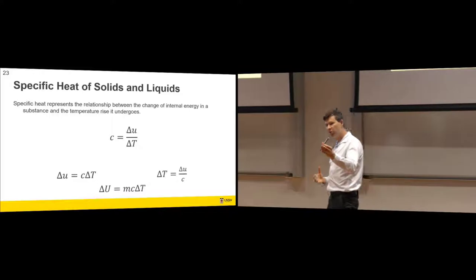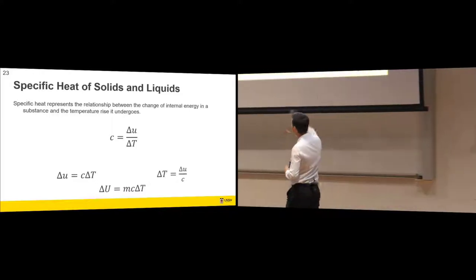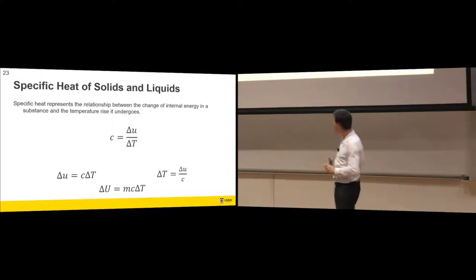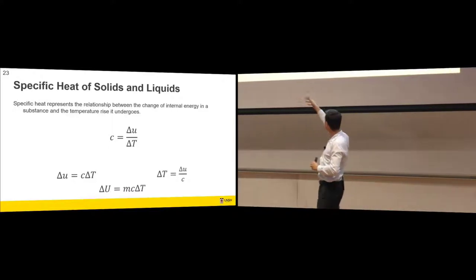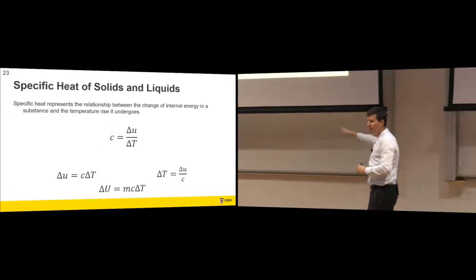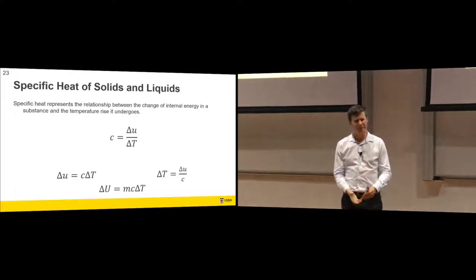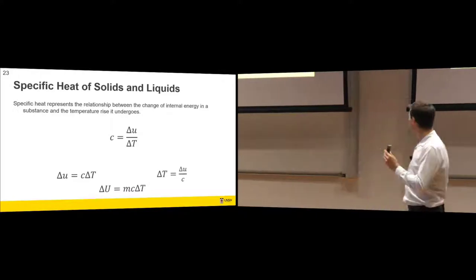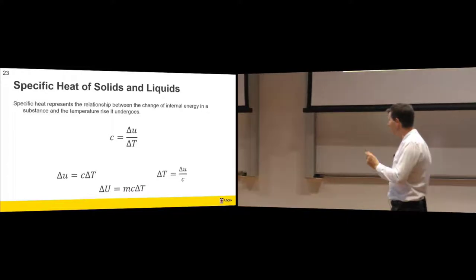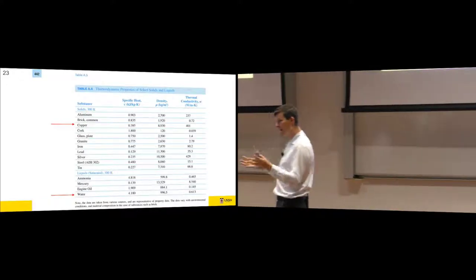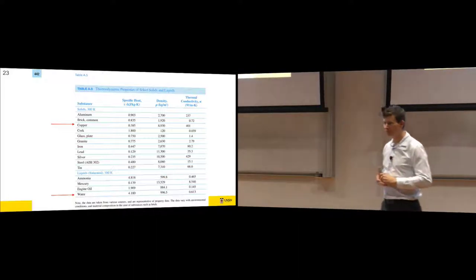Or, and you mentioned it, Chris, MCAT, okay? If you capitalize U, so take the extensive property U, then you find that delta U equals MC delta T, remembered as MCAT, which is something medical in the US. It's a test. MCAT, cool, good. So we need some data. What is the specific heat capacity of the substances that we care about?